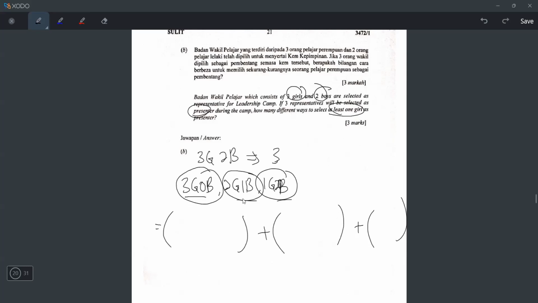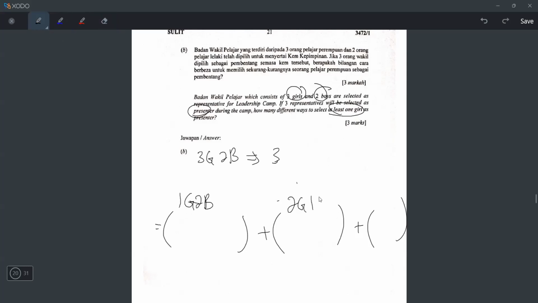Okay, let's write again. So at least 1 girl. So it's either I choose 1 girl, 2 boys, or 2 girls, 1 boy to make up 3 people, or 3 girls, 0 boys. All right. So from 3 girls, I will choose 1 girl, and from 2 boys, I will choose 2.